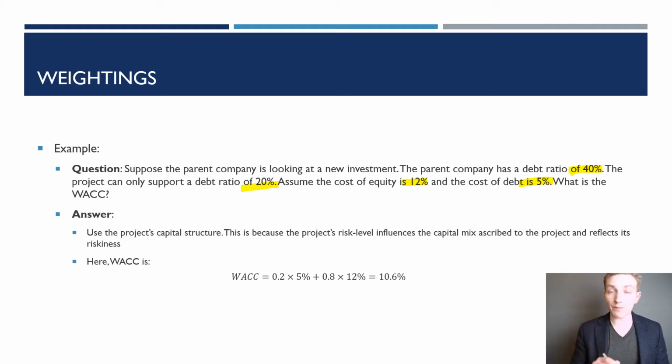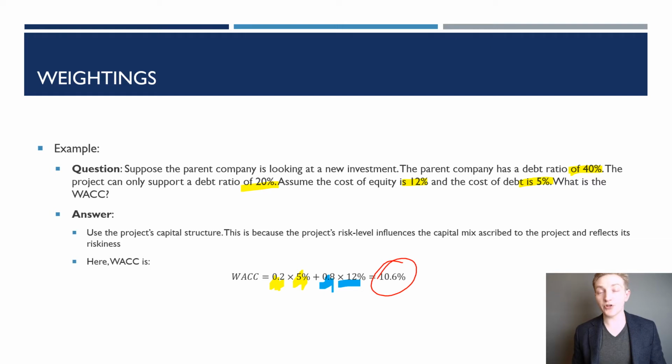So in this case, our project's weighted average cost of capital is going to be 20% multiplied by the after-tax cost of debt. And then we need to add on the 80%, multiplied by the cost of equity rather. That's going to give us a weighted average cost of capital in this case of 10.6%, which importantly might be different from the parent company's cost of capital due to the different ability of this project to support debt and equity as compared to the parent firm, i.e.